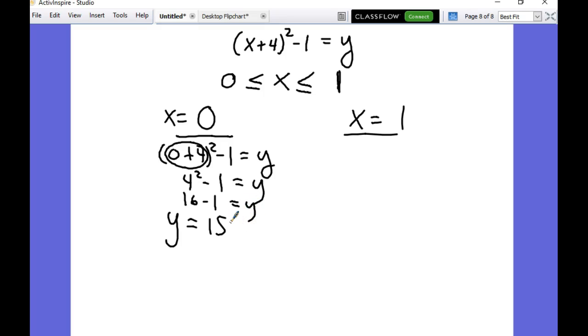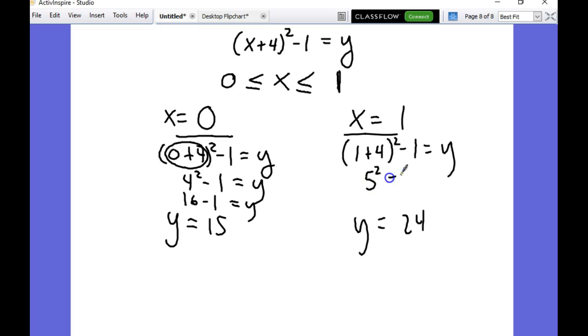Nathaniel, when you plugged in x equals 1, what did you get? I got 24. 24 is good. 1 plus 4 is 5. 5 squared is 25. And 25 take away 1 is 24. Okay, so I'm going to call this set over here x1, y1. I'm going to call this set over here x2, y2.